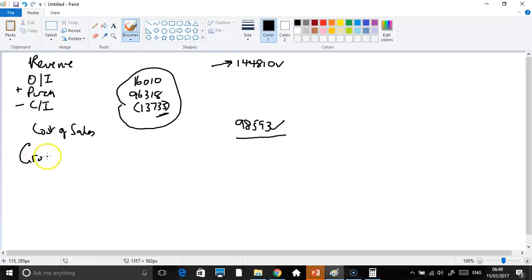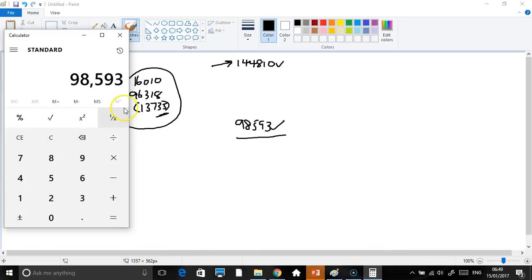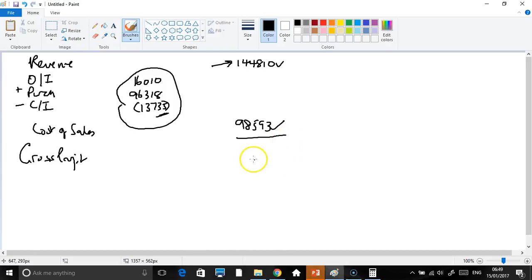So we have what we call our gross profit, profit before the subtraction of all the other expenses. Let's subtract this 98,593 from 144,810, which gives us 46,217. So that's our gross profit. Our next task is then to subtract all the other expenses.